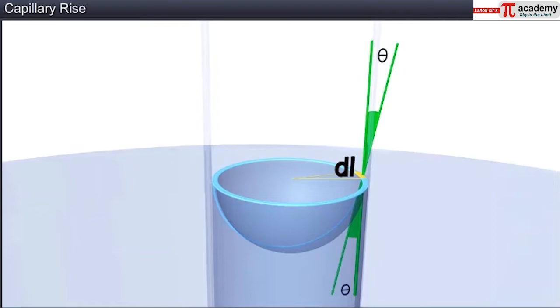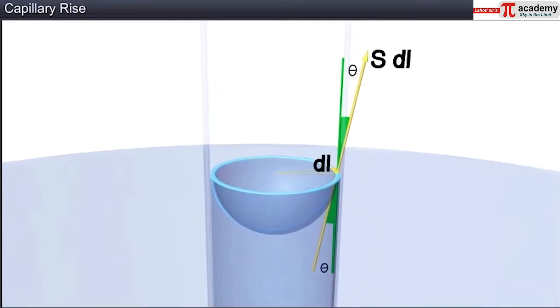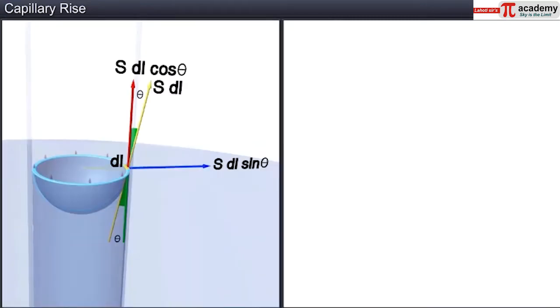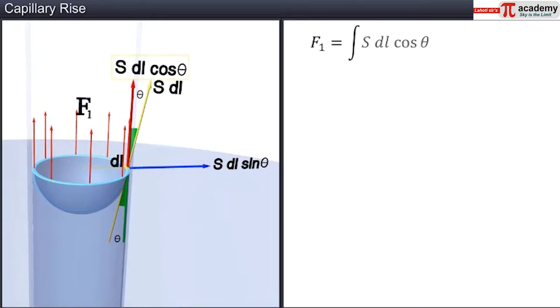The liquid surface across this small part pulls the surface of the tube by a force S dl tangentially. According to Newton's third law, there is an equal and opposite force acting on the liquid surface by the surface of the tube. The vertical component of this force is S dl cos theta and its horizontal component is S dl sin theta. The vertical component of the force pulls the liquid in the vertical direction. The total force exerted on the liquid surface by the tube's surface across the contact circle is F1 and is denoted by the integral of S dl cos theta. As S and cos theta are constants, we get F1 as S cos theta times the integral of dl.